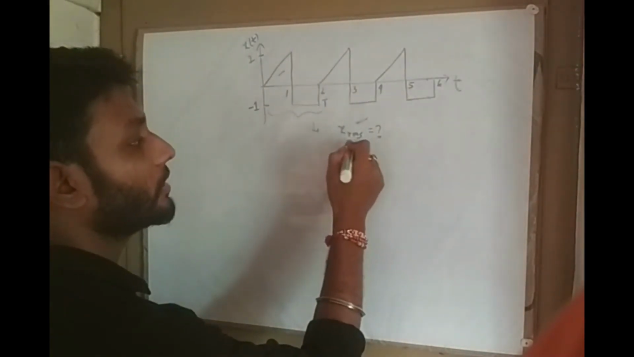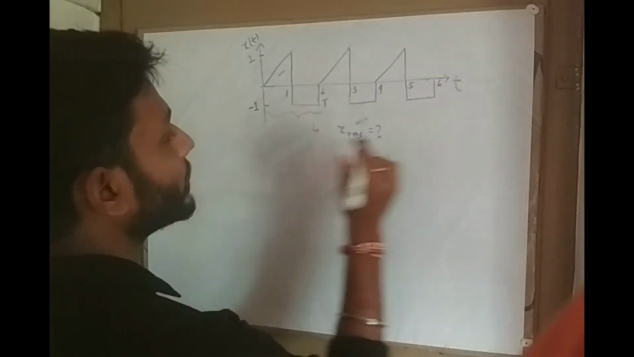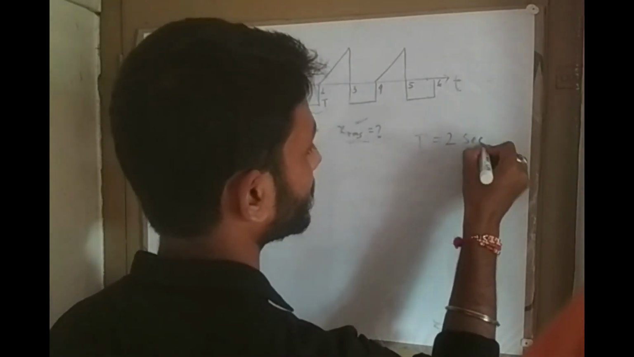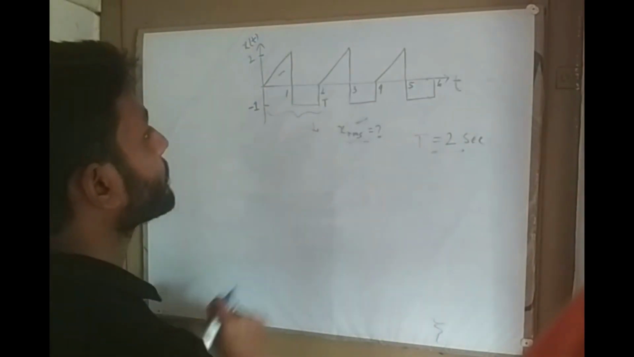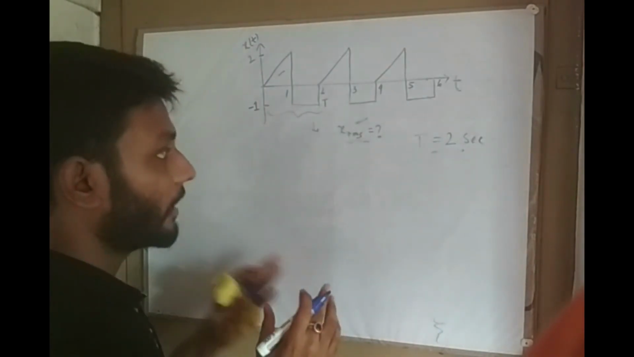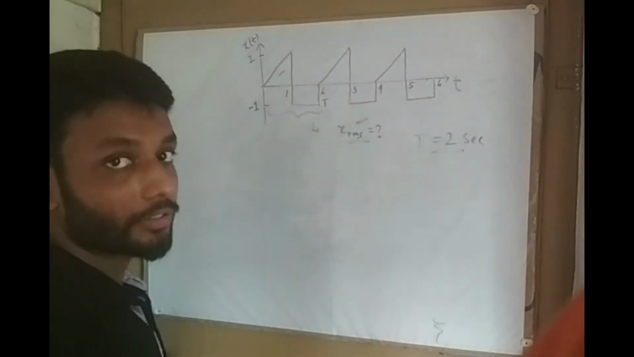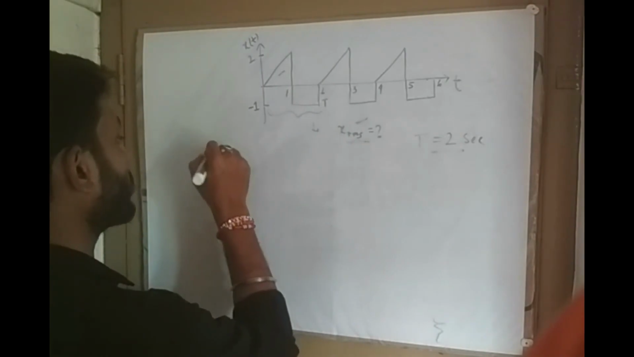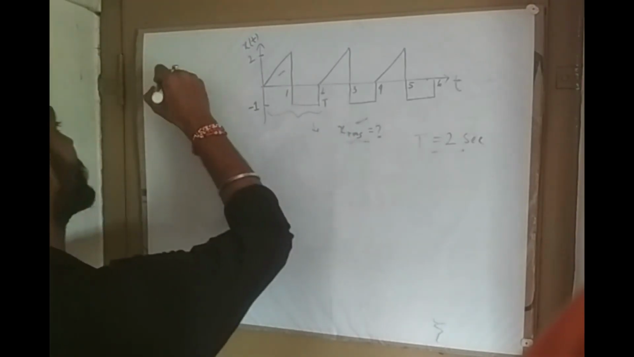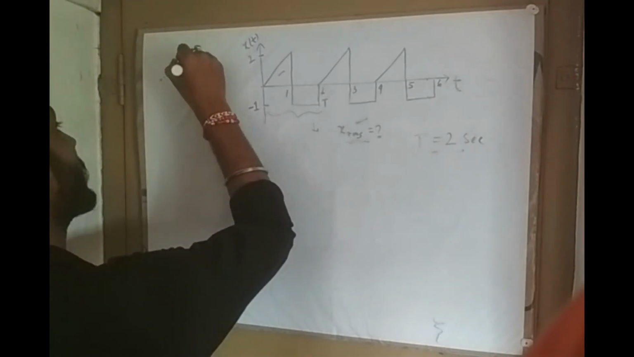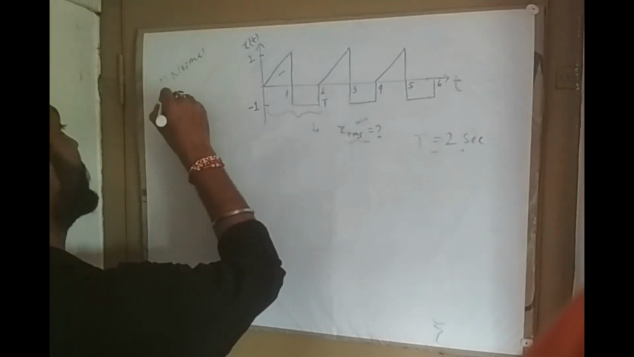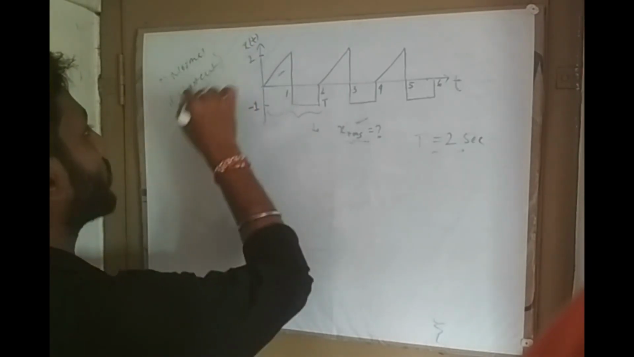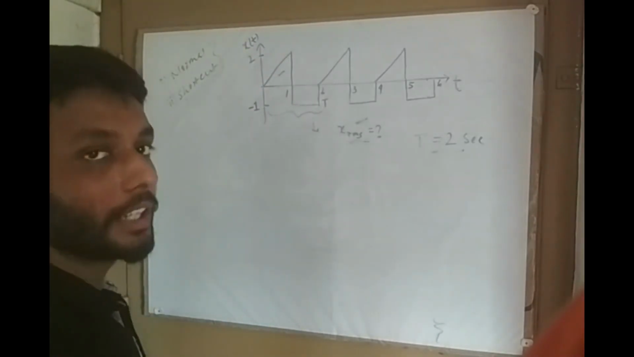For the RMS value x RMS, here also the total time period, capital T, equals 2 seconds. Now we will see the advantage of shortcuts. For that, we will find the RMS value first by the normal method, and secondly, we will find it by the shortcut method that we have discussed in this video.